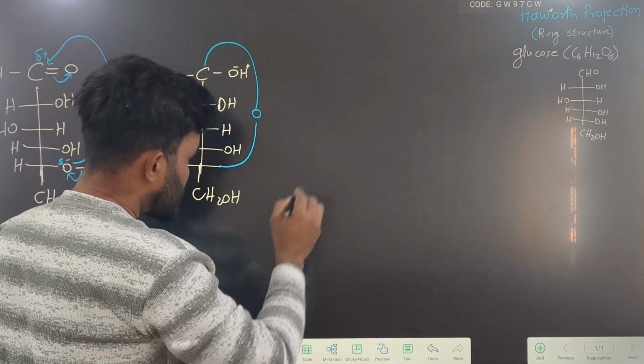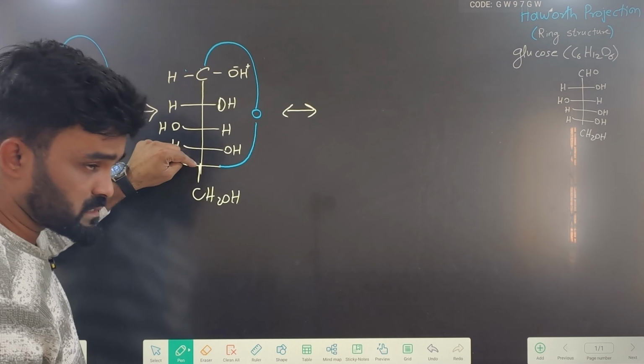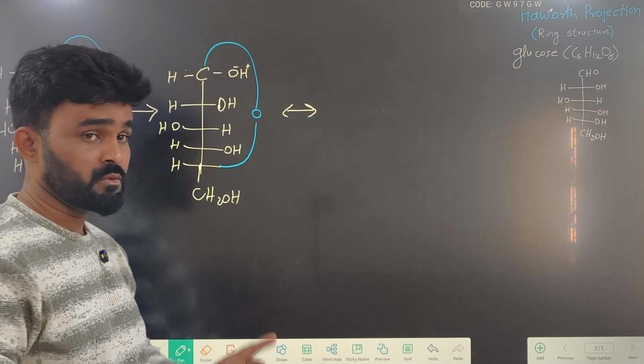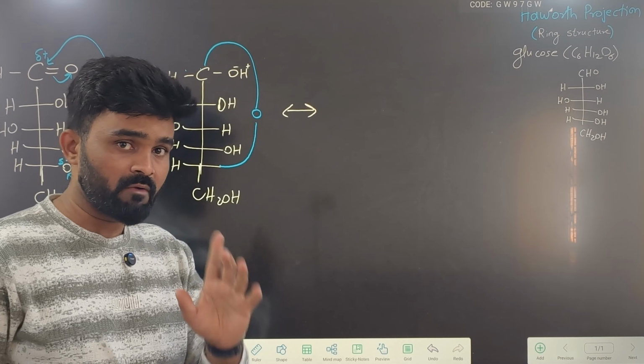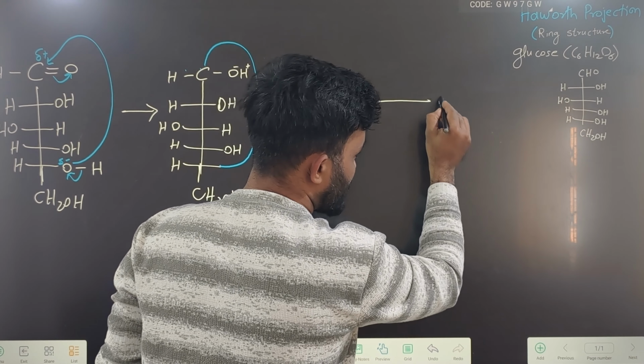How many members are there in the ring? 1, 2, 3, 4, 5. 5 carbon and 1 oxygen, total 6 members are there. So we'll draw it in this manner.